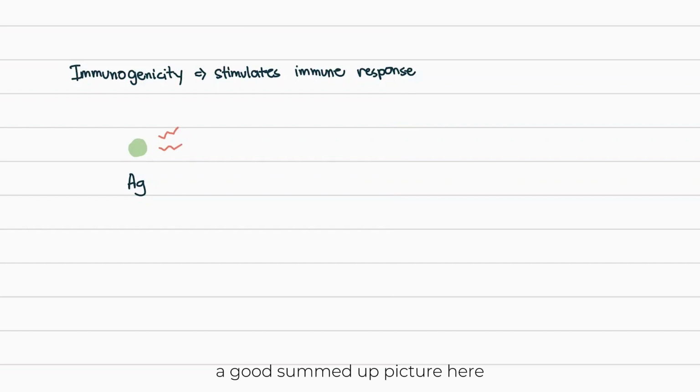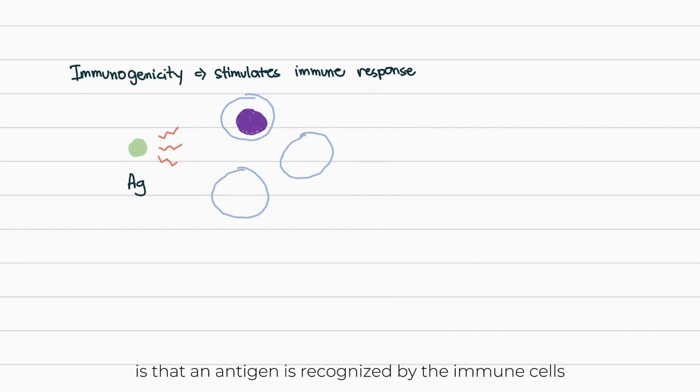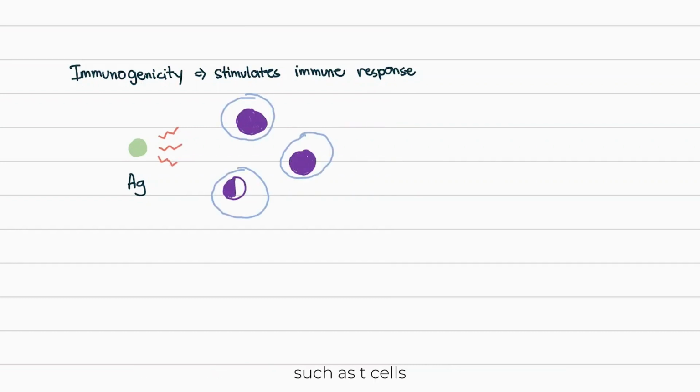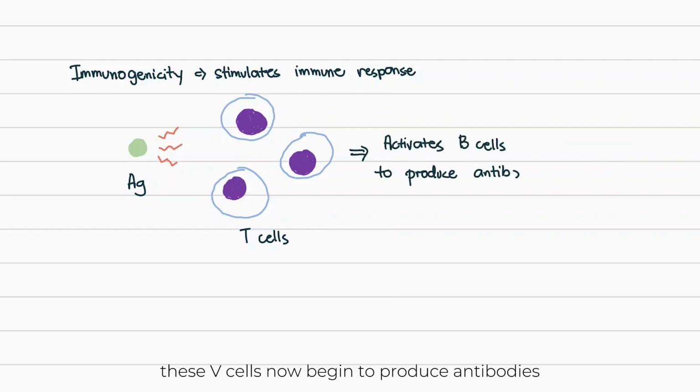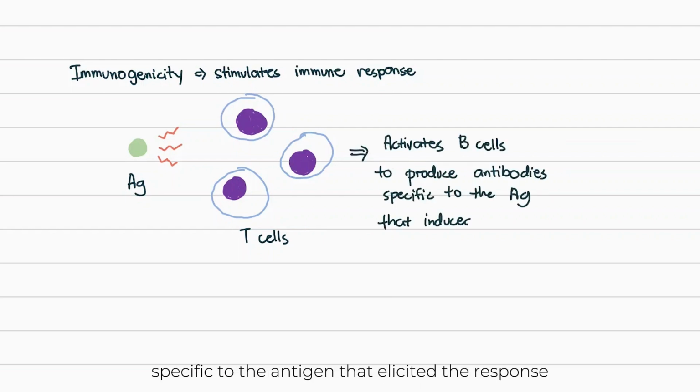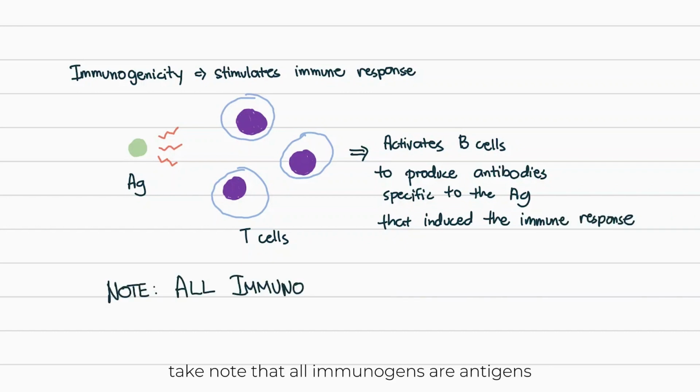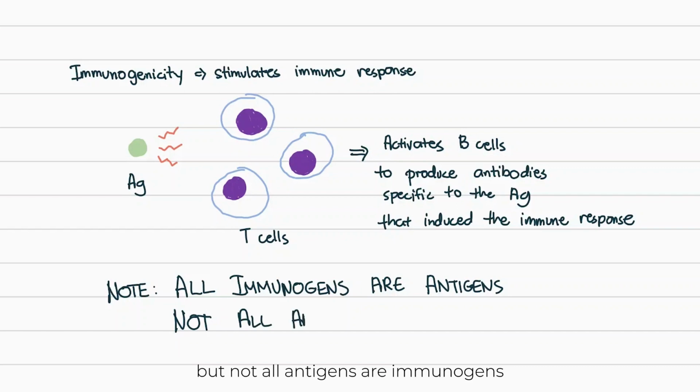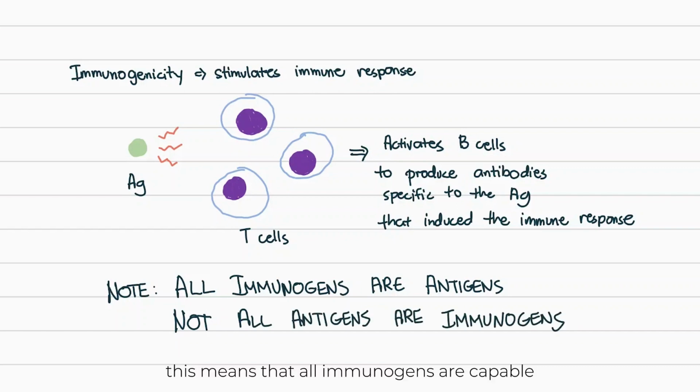A good summed up picture here is that an antigen is recognized by the immune cells such as T cells, which then activates B cells. These B cells now begin to produce antibodies specific to the antigen that elicited the response. Take note that all immunogens are antigens, but not all antigens are immunogens. This means that all immunogens are capable of binding to their complementary antibodies, but not all antigens are capable of eliciting or stimulating immune responses.